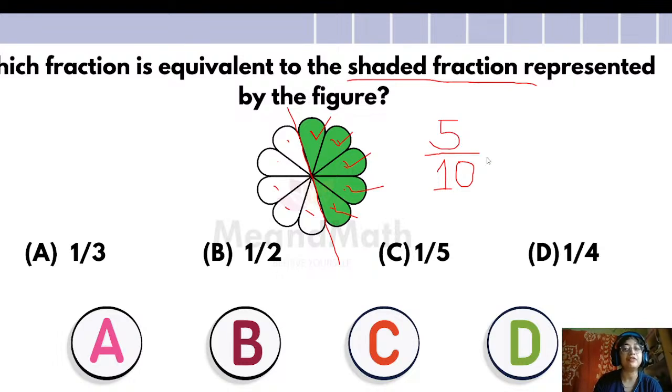And we also know that 5 is half of 10, right? If you divide 10 into two equal parts, it gives 5 and 5. So 5 is half of 10. That means we can write that 5 by 10 is actually equal to half, right?